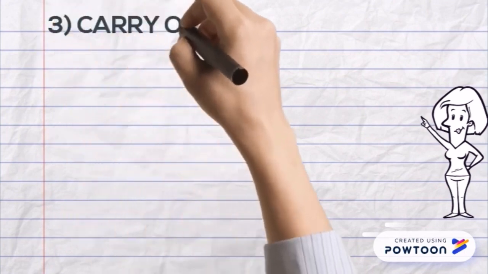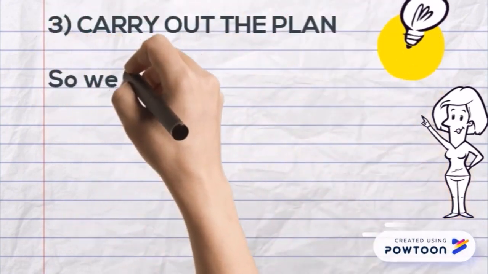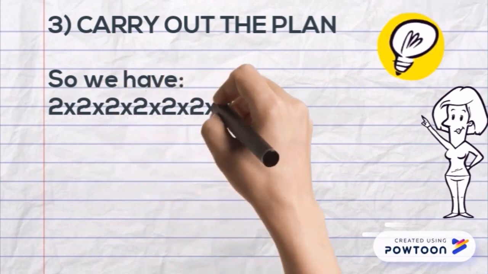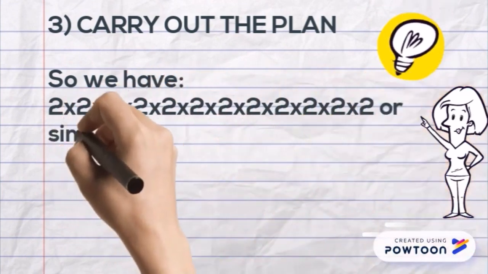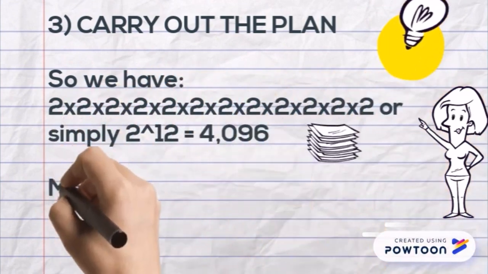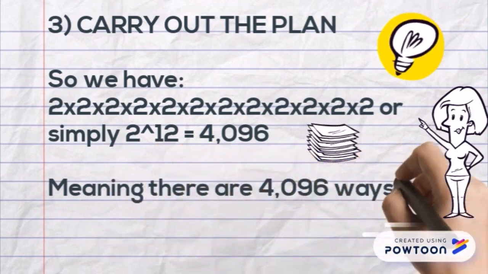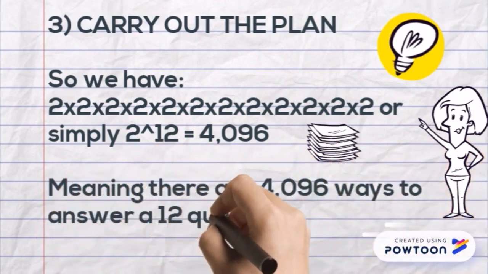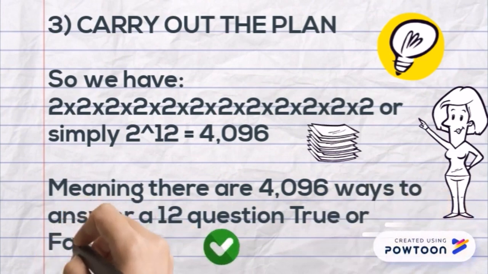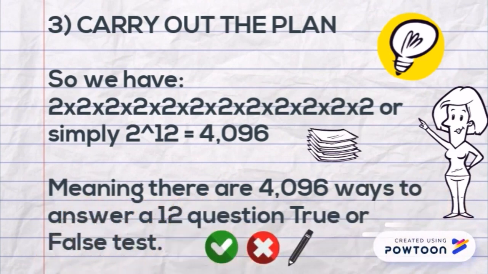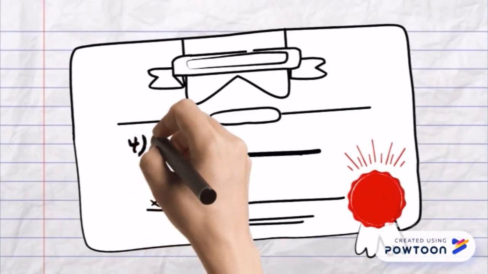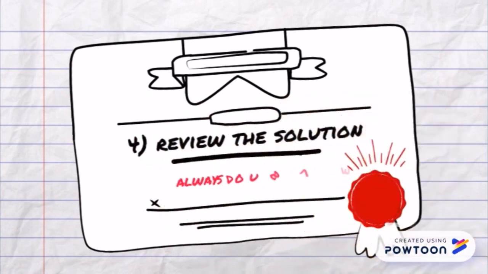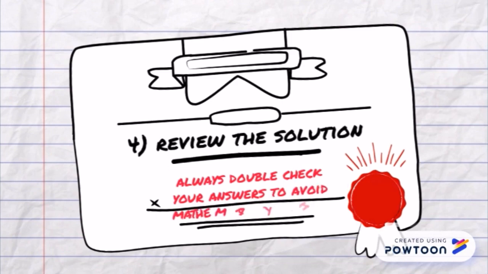Third, carry out the plan. So we have multiplied 2 12 times, or simply 2 raised to the 12th power is equal to 4096, meaning there are 4096 ways to answer a 12-question true or false test. The fourth and last step is to review the solution. Always double check your answers to avoid any mathematical errors.